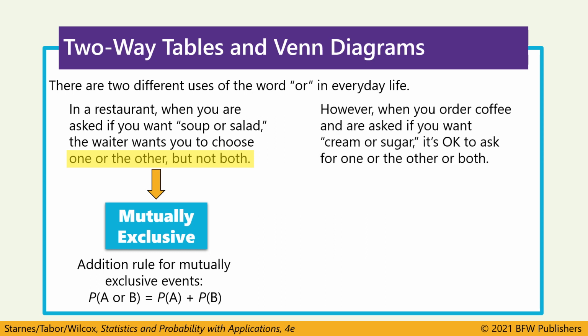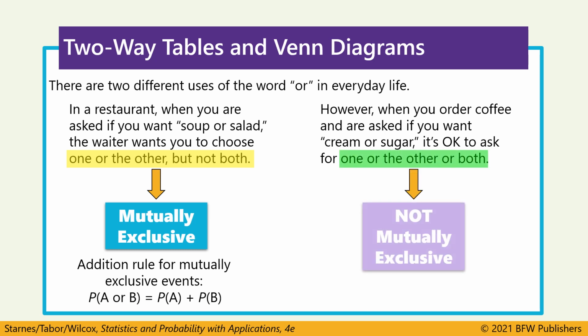Compare that to ordering a coffee. When you're asked, do you want cream or sugar? In this case, you can pick just cream or just sugar, or you can choose both of them. These are not mutually exclusive events because there are some people who will choose both of those two events at the same time.